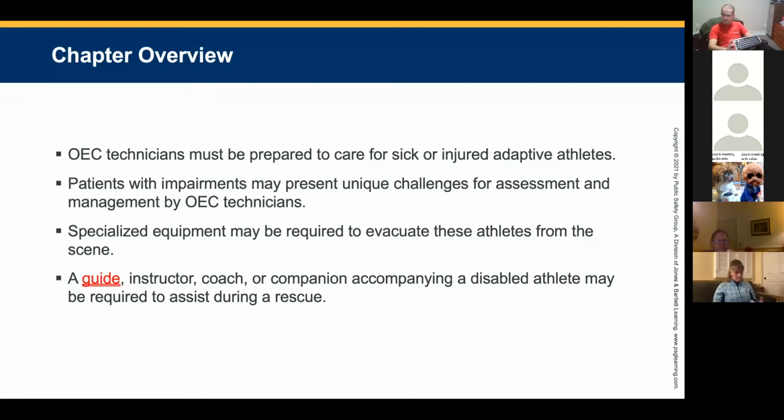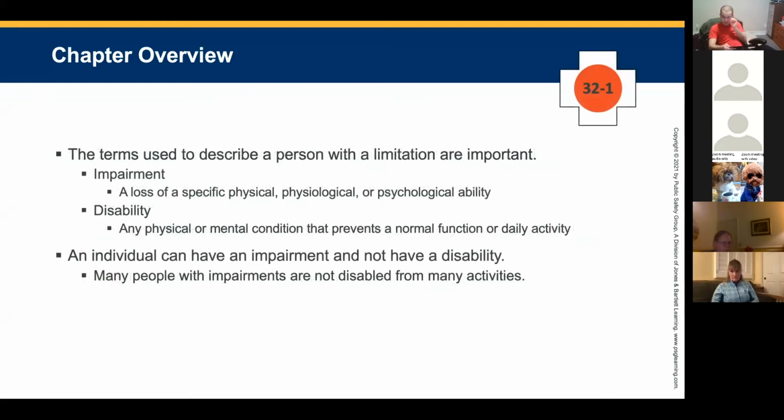And I did do the guiding, actually back in Purgatory when I worked there, for a bunch of sit skiers and some skiers that were missing their lower legs. So that brings us to our last bullet point here: oftentimes there's a guide or instructor or coach or companion with these individuals. And definitely, we want to be using those individuals as we're trying to assist the developmentally or physically impaired individual.